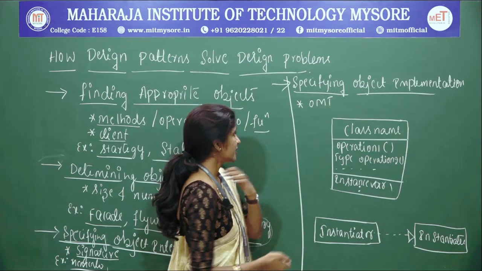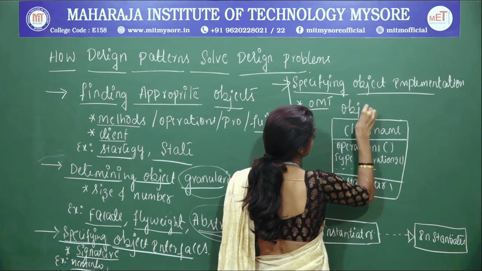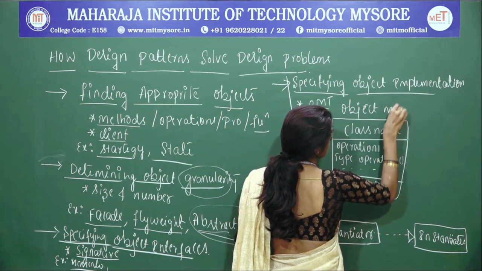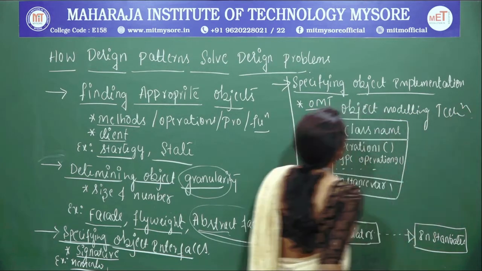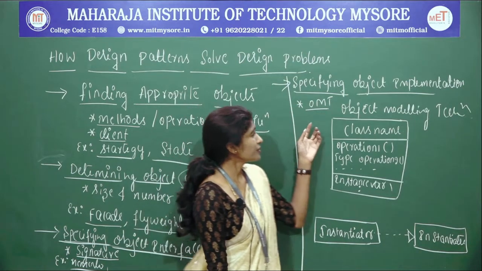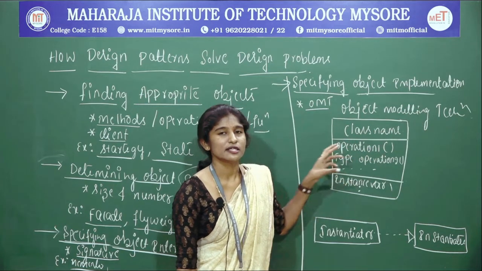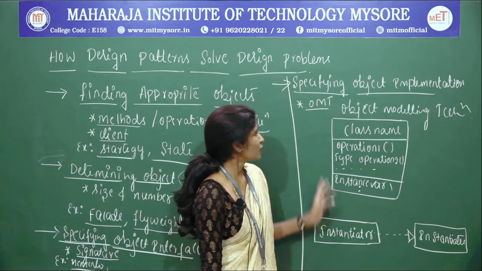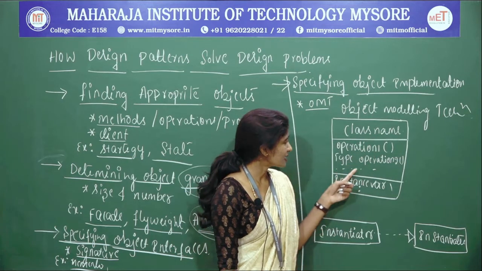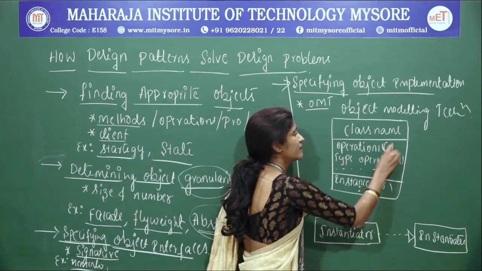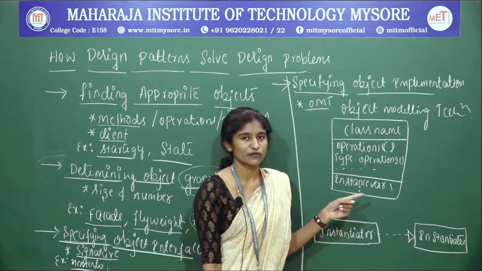That is what I have represented here, and you can see I have written OMT, that is object modeling technique. You are going to use this object modeling technique, which is a representation of classes and objects with rectangles like this. We call it the OMT representation. Here you have a class name, and within that class you can see operations. I have written them with open and close parentheses: operation 1, operation 2, and so on; you can give n operations.